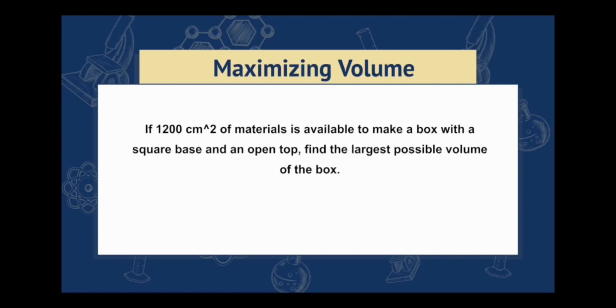Another optimization problem includes maximizing the volume of a geometric figure. In this case, we are going to maximize the volume of the box. So the problem says, if 1,200 square centimeters of material is available to make a box with a square base and an open top, find the largest possible volume of the box. So here you need to visualize the geometric figure. In this case, we are going to look for the maximum volume of an open top box, so a box with no top and a square base.